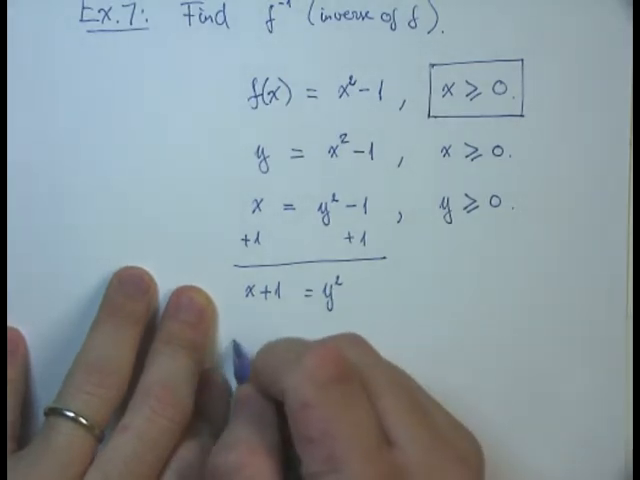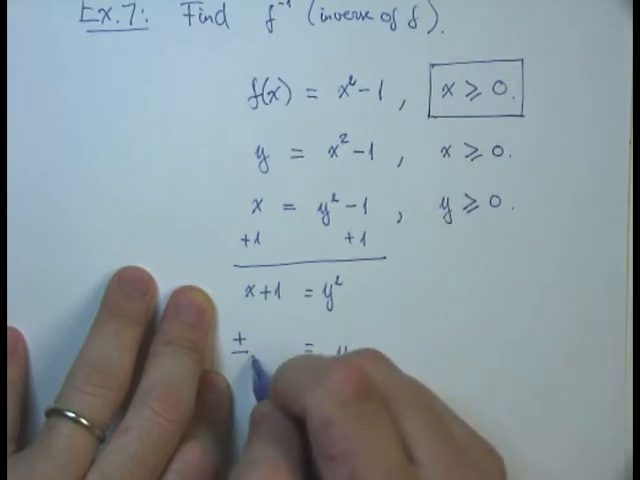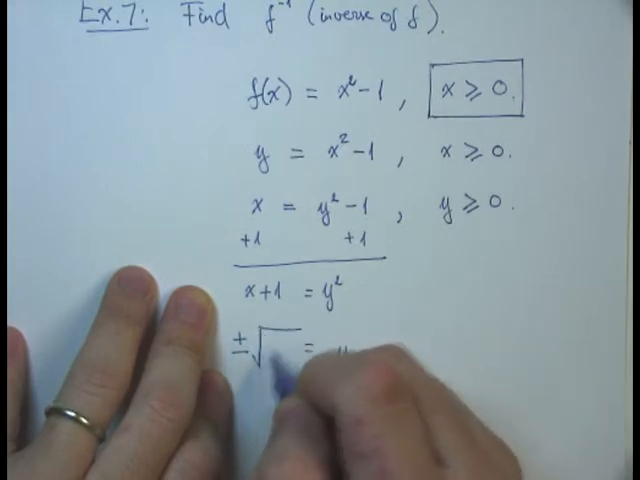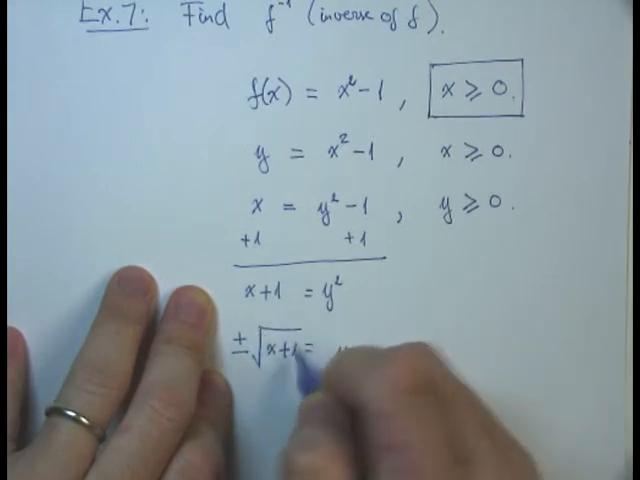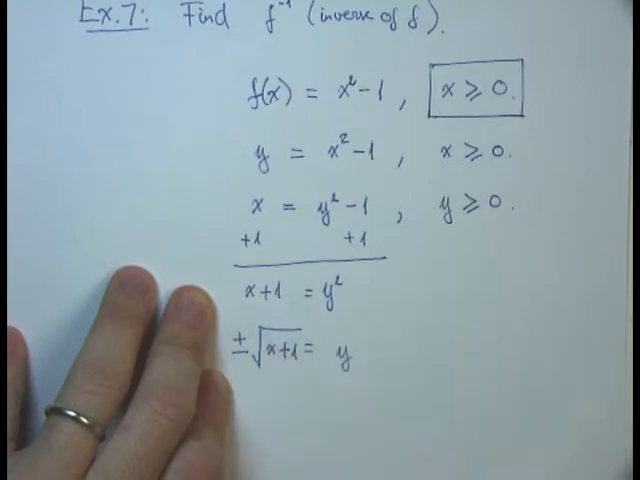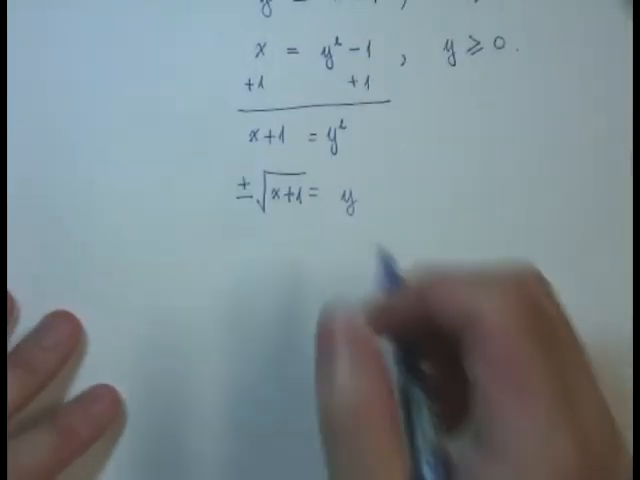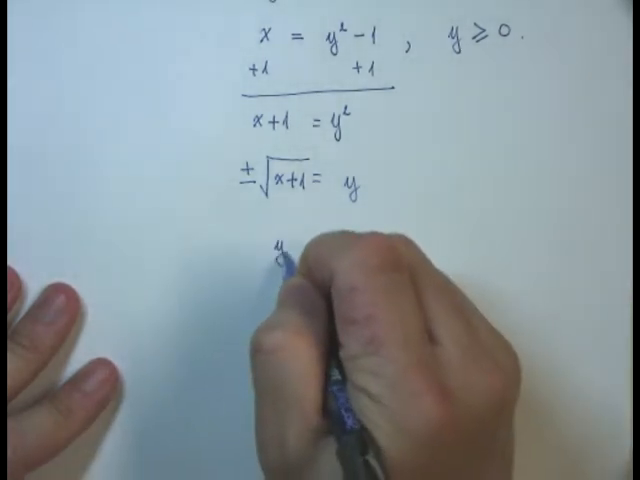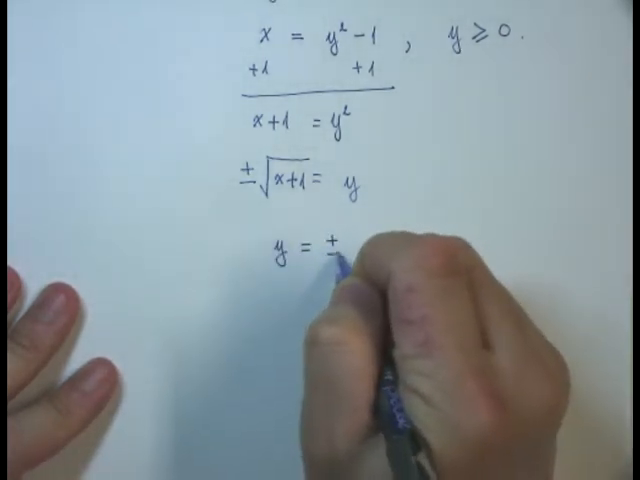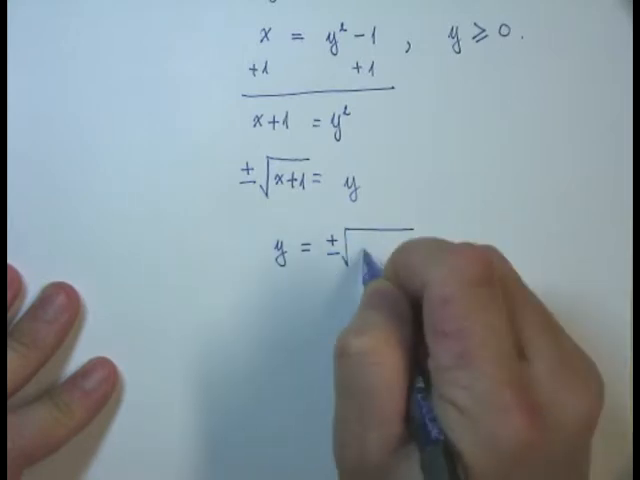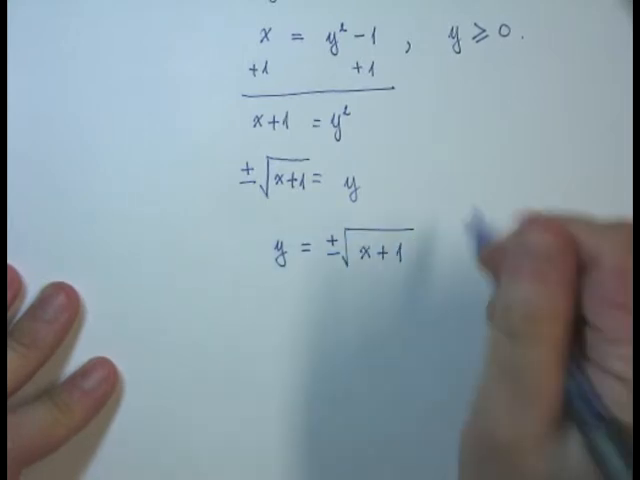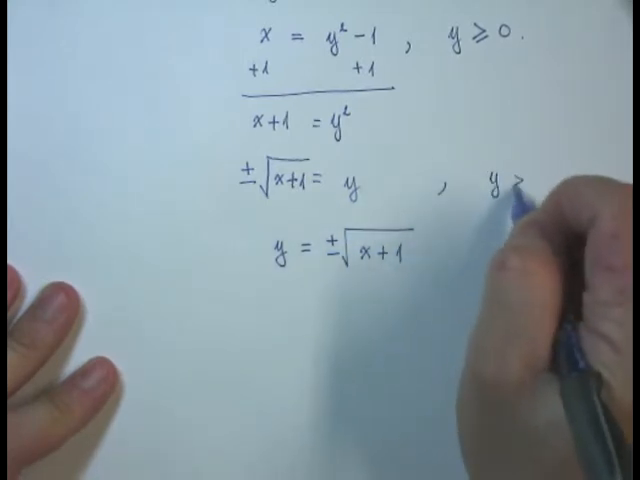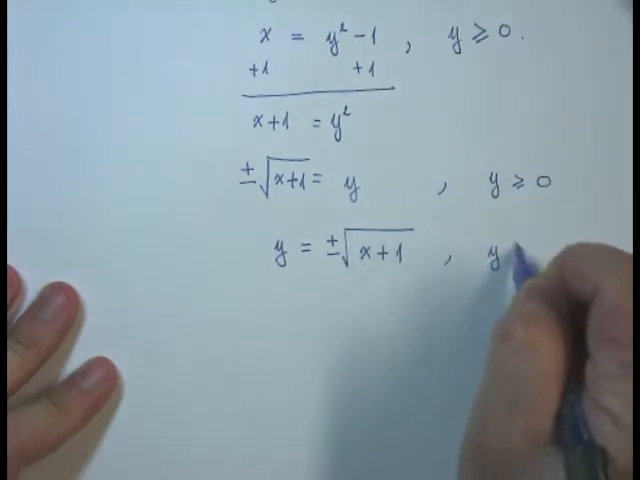So now, just like what we did in example 4, I'm going to end up with a square root on the left hand side, x plus 1 underneath the square root, with a plus and minus in front. Or rearranging my final equation, so far, I'm going to have y equals plus and minus square root of x plus 1. And keep in mind that conditions keep coming along.